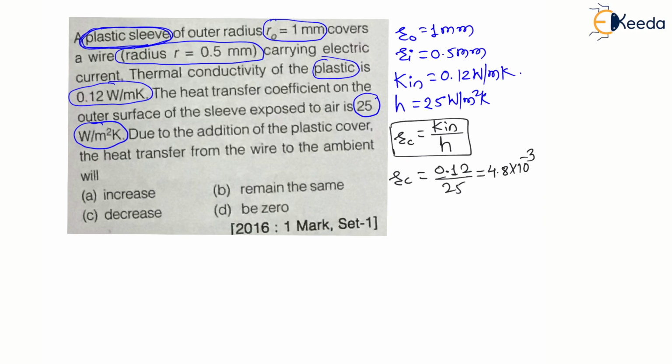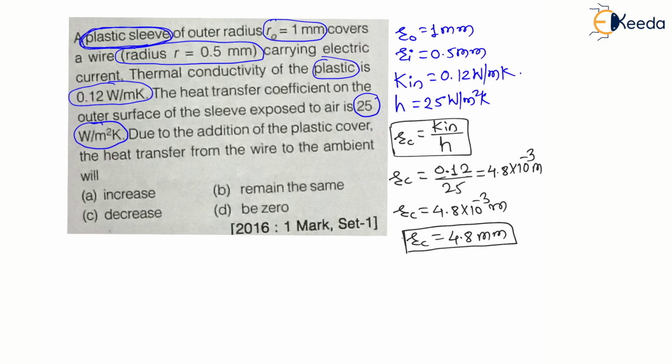And what will be the unit? See, H we are using in watt per meter square Kelvin and K in watt per meter Kelvin, means meter is used. Therefore here unit will be in meter. So my dear students, here critical radius of insulation will be equal to 4.8 into 10 to the power minus 3 meter. And if I convert into mm, then I have to multiply this meter into 10 to the power 3. Therefore 4.8 into 10 to the power 3 into 10 to the power minus 3 will become 4.8 mm. See, this conversion is very simple. You can do school level conversion.